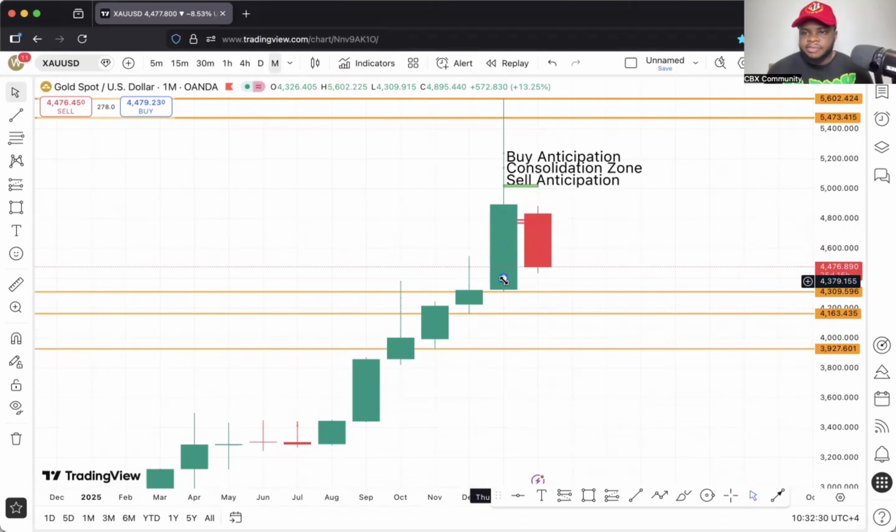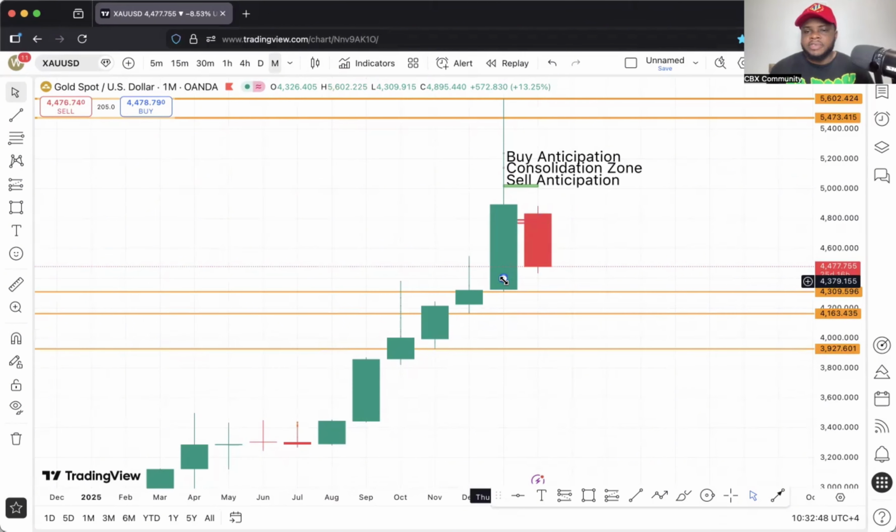So it's very important for us to know what the monthly market structure is saying against the daily, the 4 hours, the 1 hour, and the 30 minutes. Sometimes I look at the 15 minutes and the 5 minutes just for me to have an idea what I'm anticipating the market to give to me.